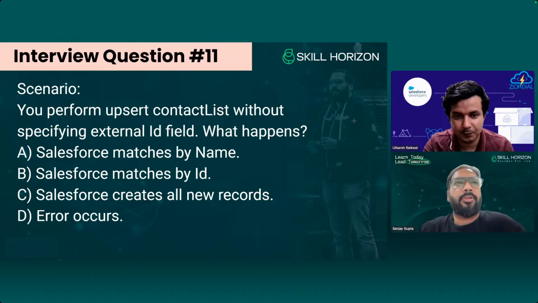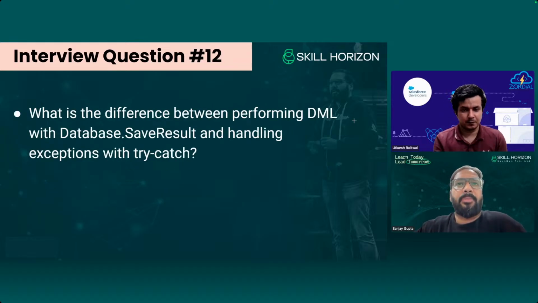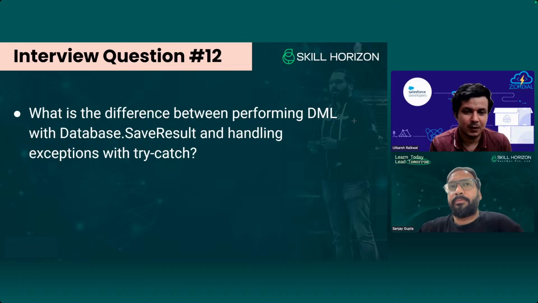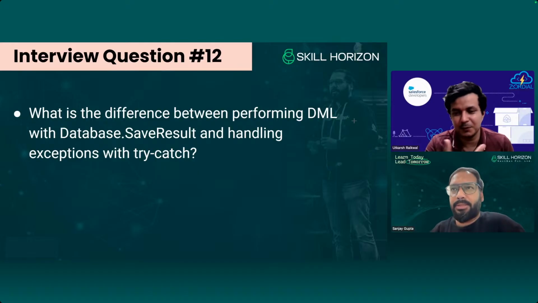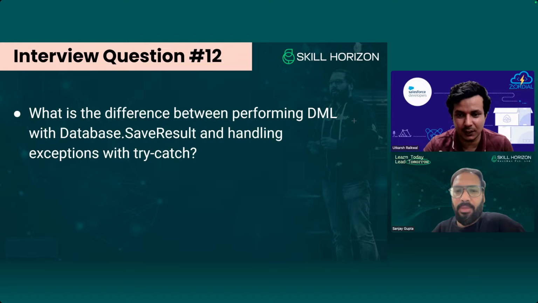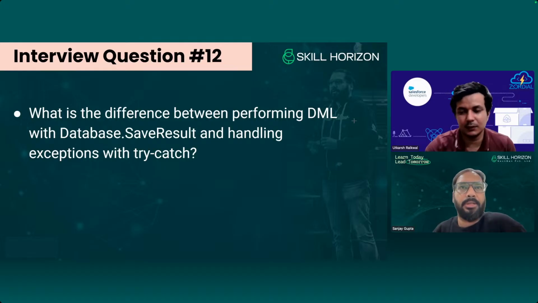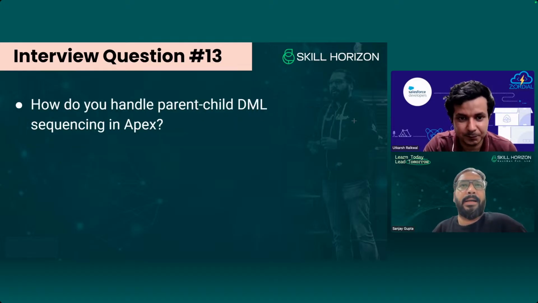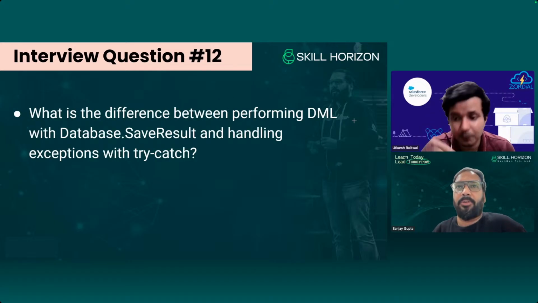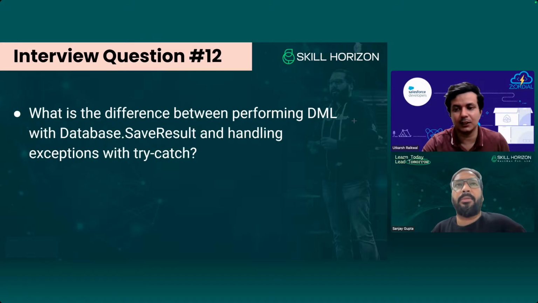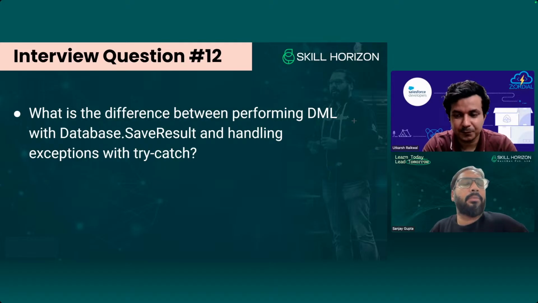Okay, moving on to question number 12. What is the difference between performing DML with Database.SaveResult and handling exceptions with try catch? We discussed this in the previous question. Database.SaveResult will give you, for each record, its success or failure, while in the case of try and catch, it will give you only the particular record that is failing. Right, you are right. So I would say we can prefer Database.SaveResult over DML with try catch.